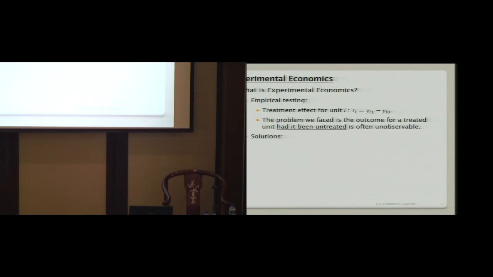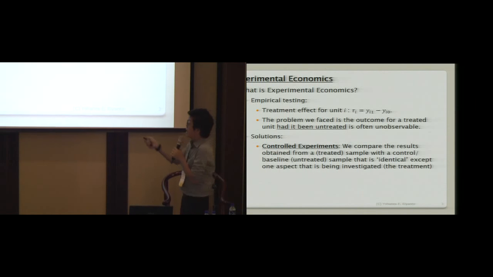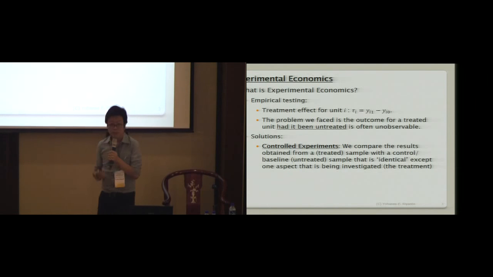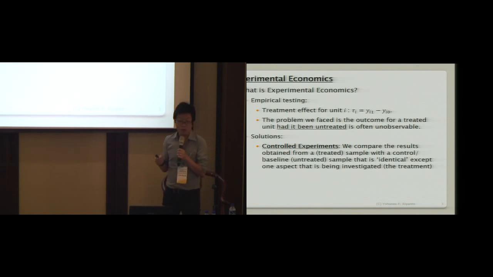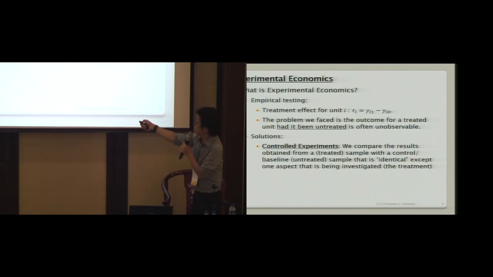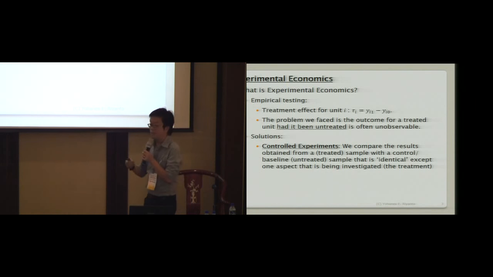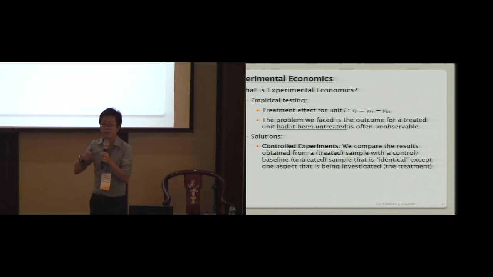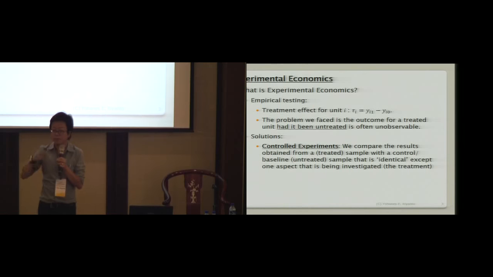So how do we solve that problem? So there are many ways. And one thing that I do is mostly controlled experiments. So what we do, we compare the results that we obtain from what we call the treated sample with the control, the baseline or untreated sample. That must be identical, quote unquote, except one aspect that is being investigated, the treatment. So it's similar to when you do comparative statics analysis of an equilibrium. So you're looking at what happened, all else equal, when there is one thing that changed. So what happens to that equilibrium? So it's almost like a comparative statics analysis.